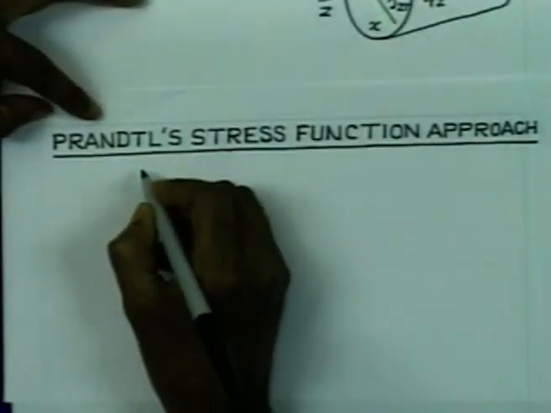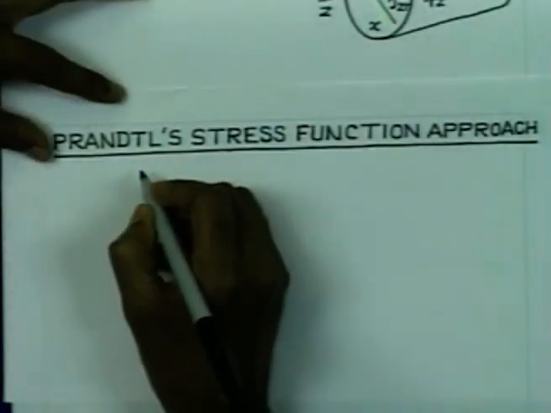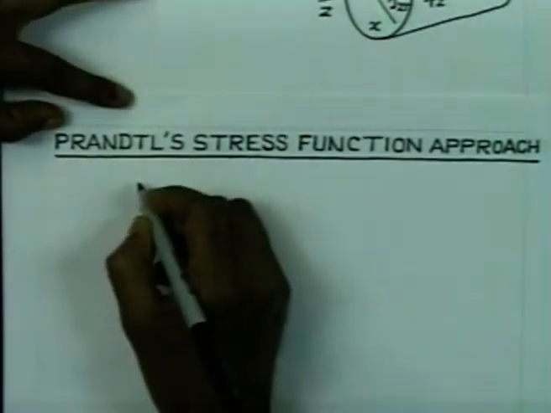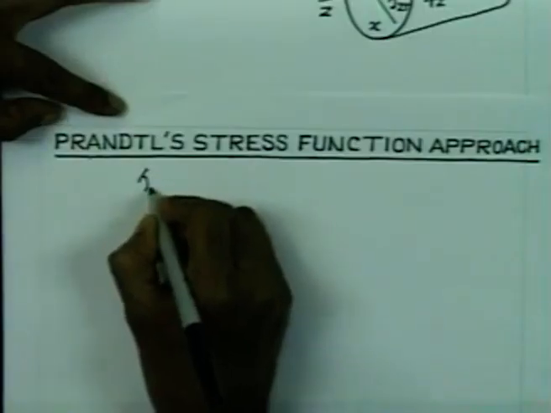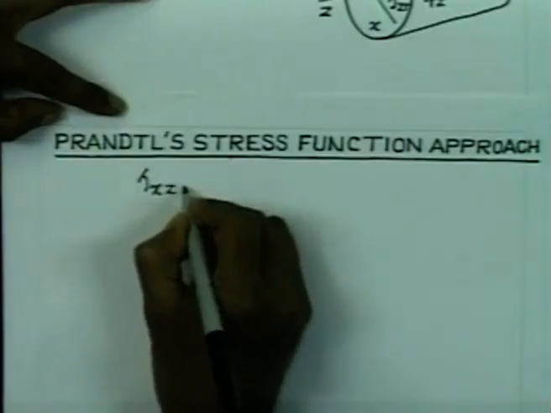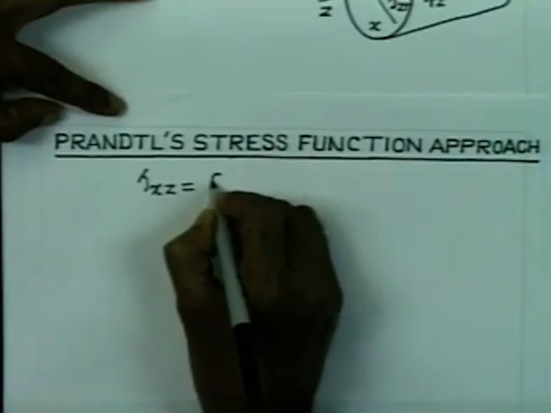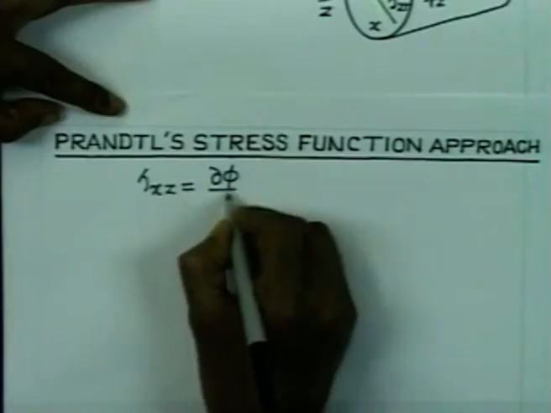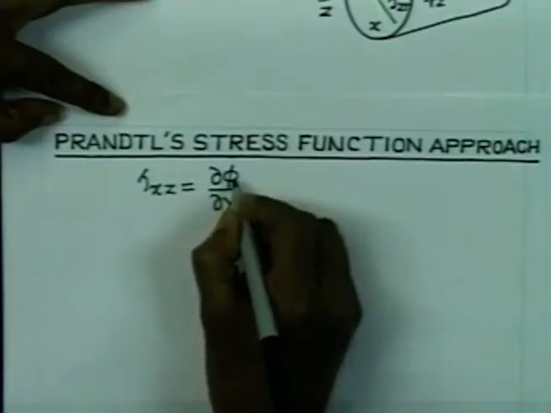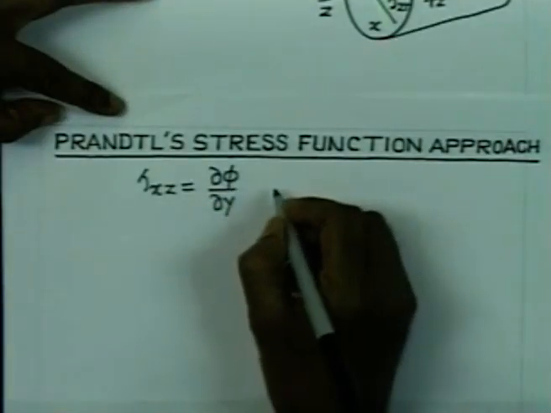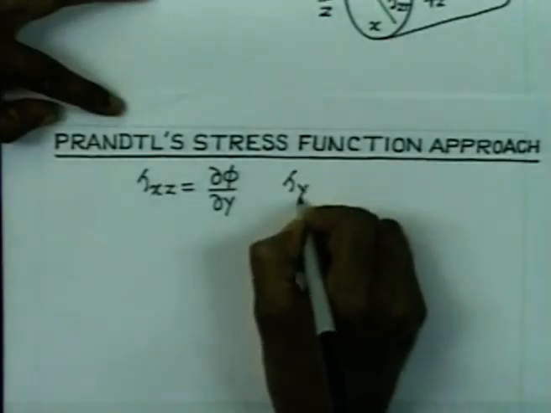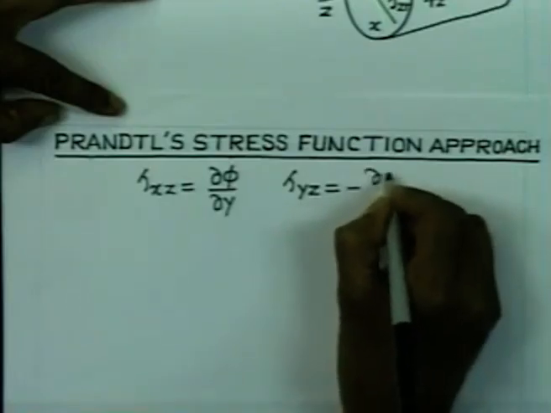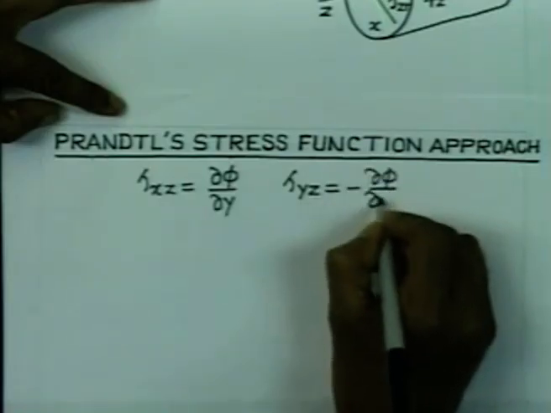Prandtl introduced one stress function, and he defined the stresses. We had two non-zero components of stresses, tau xz, and he defined that this stress is given by delta phi delta y, where phi is the Prandtl stress function. Similarly, tau yz is given by minus delta phi delta x.